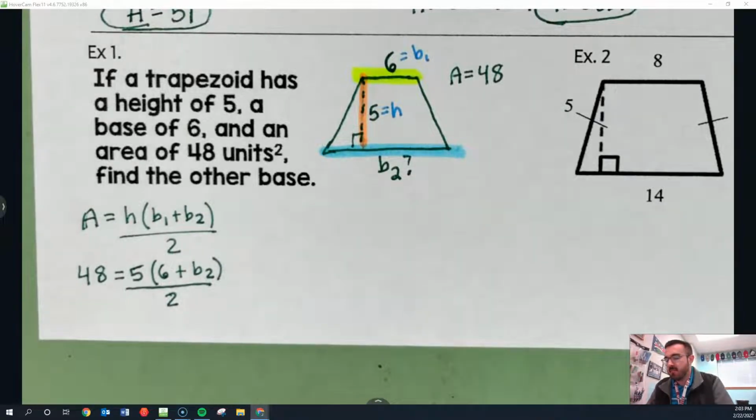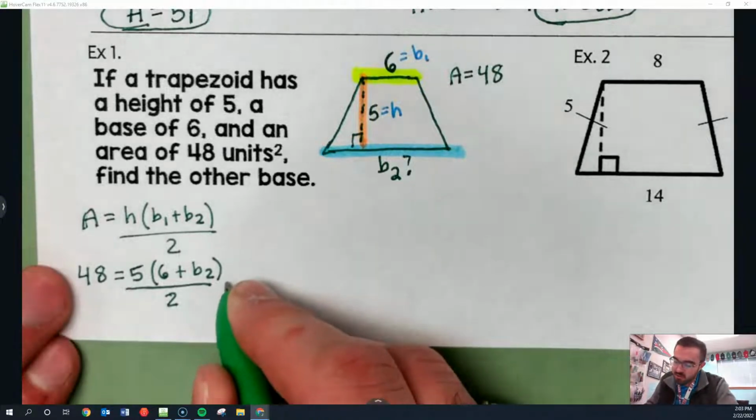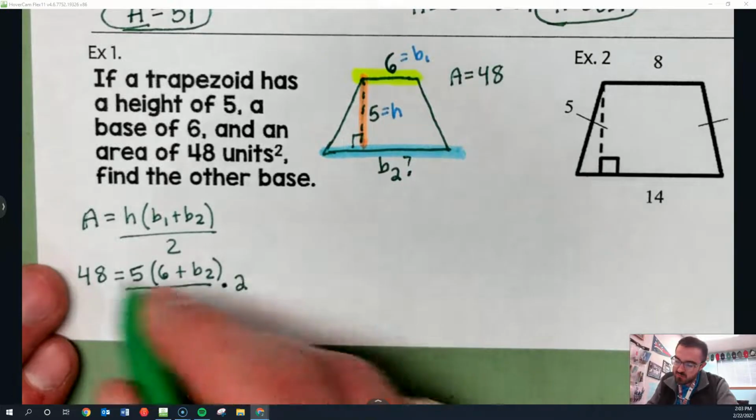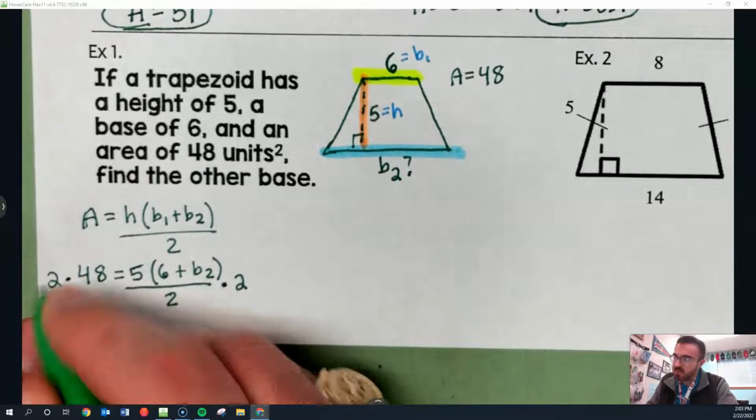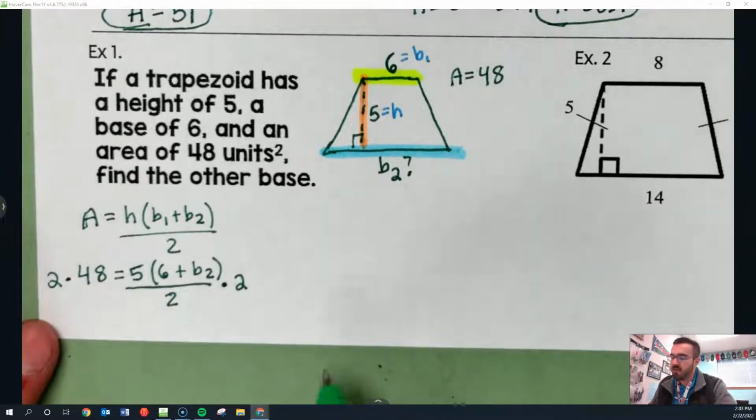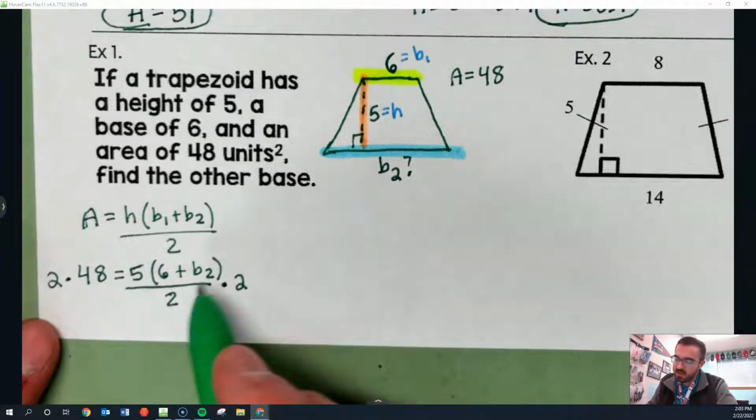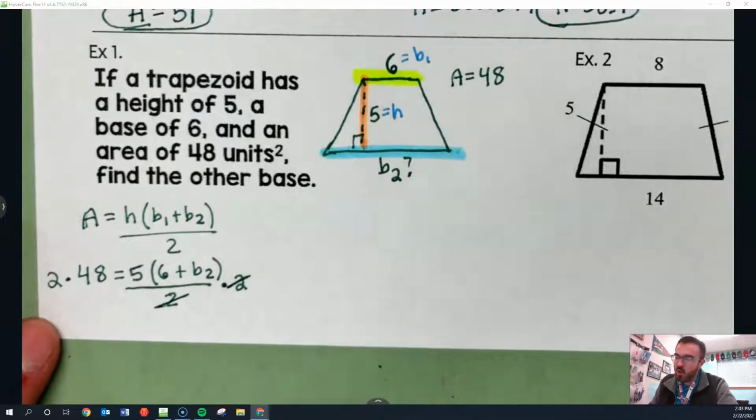You want to do multiplication and division before you ever do addition and subtraction. So when I see this problem, the first step I would do is multiply both sides by 2. What that does for me is that 2 on the bottom and that 2 on top are actually going to cancel each other out. Hopefully that feels pretty familiar to you.